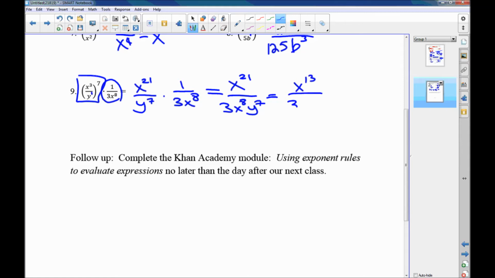And then all the x's are gone from the denominator of my fraction, so I just get 3y to the 7th left over. Now I can't put the x's and y together because they have a different base. So this is our final answer here.